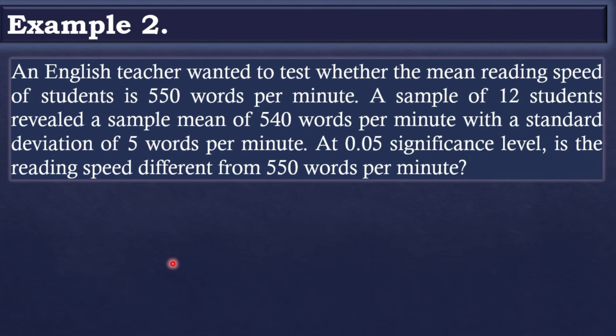An English teacher wanted to test whether the mean reading speed of students is 550 words per minute. A sample of 12 students revealed a sample mean of 540 words per minute with a standard deviation of 5 words per minute. At alpha level of 0.05, is the reading speed different from 550 words per minute?